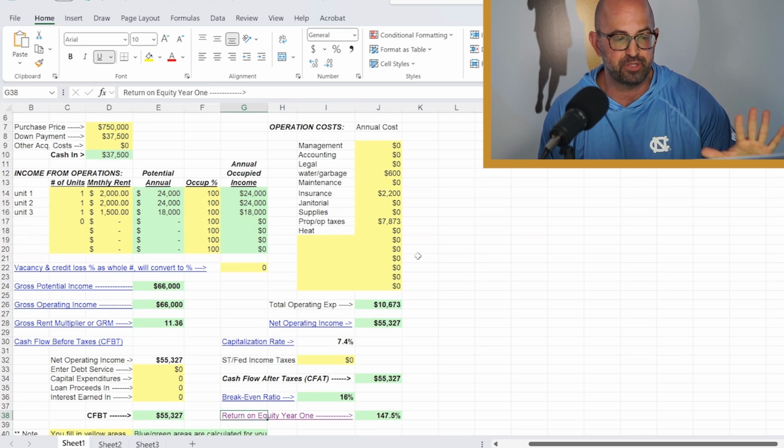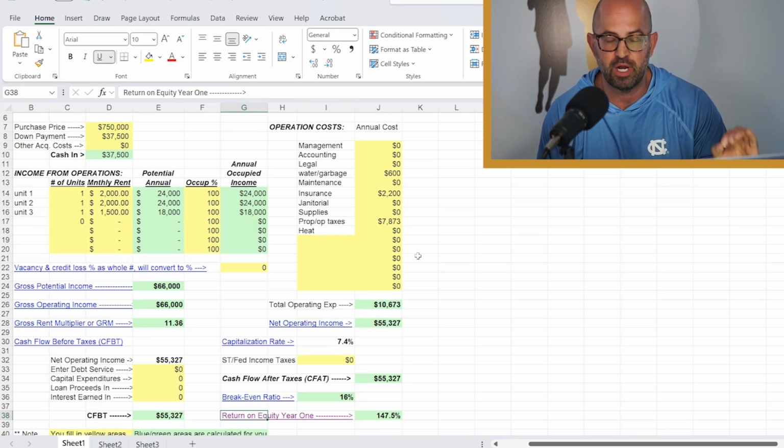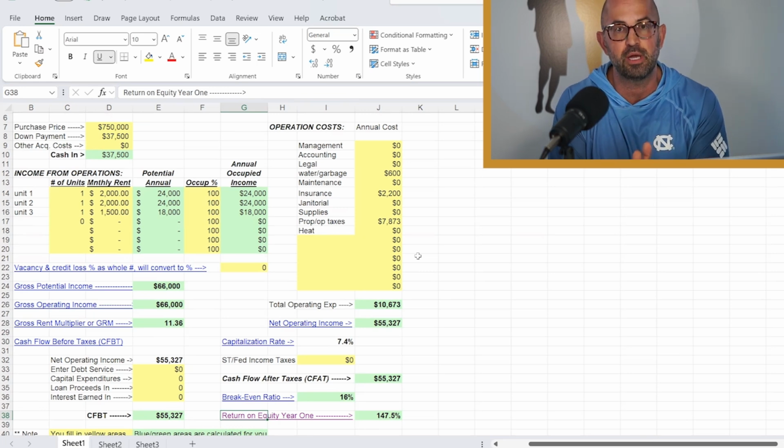So that is the cap sheet. The return on equity in year one, your cash on cash, and some of these other costs are really what we're going to go into on the second part.